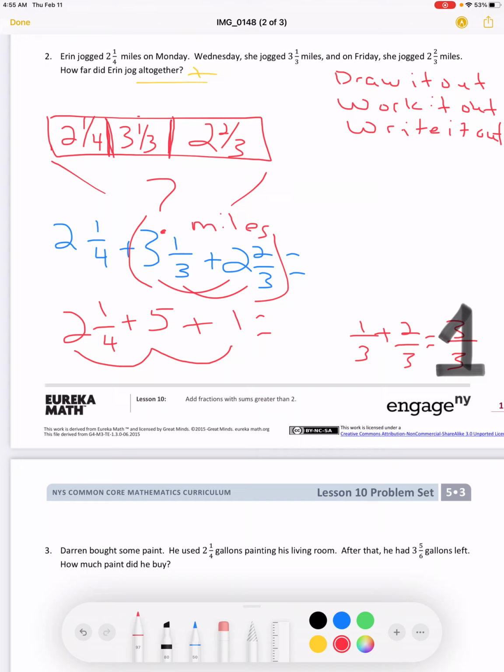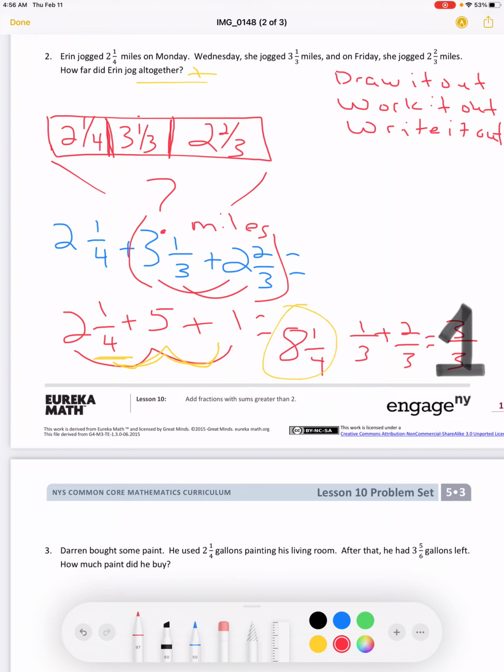All right, let's talk it out. 2 plus 5 equals 7. 7 plus 1 is 8. Or you could have said 1 plus 5 is 6. 6 plus 2 equals 8. But our whole number here will be 8. Now we have this little baby fraction over here. But she doesn't have anybody, no friends here, because there's no fraction here. So it kind of makes it easier on us. 1/4 plus nothing equals, guess how much? 1/4. That is our answer, 8 1/4.